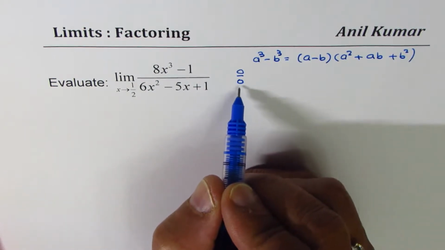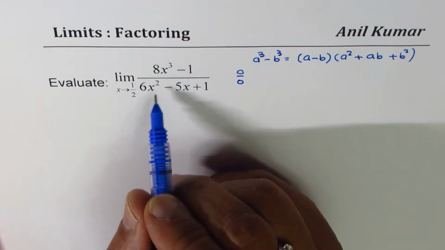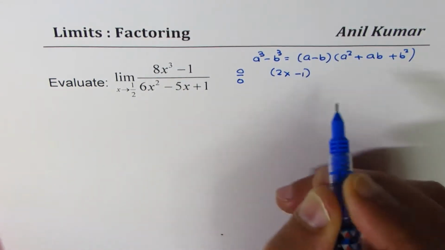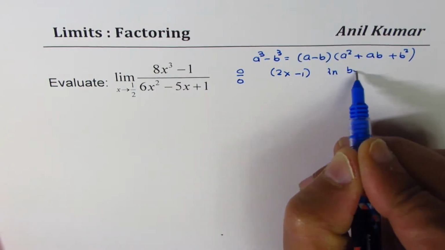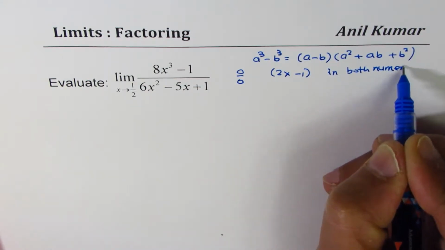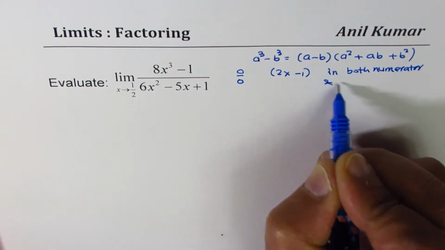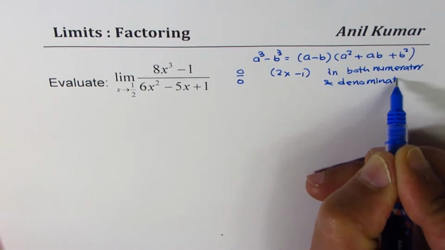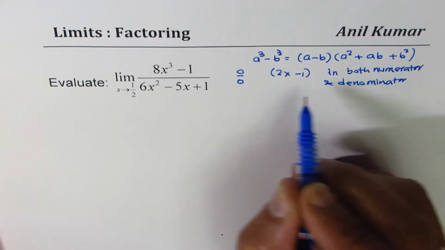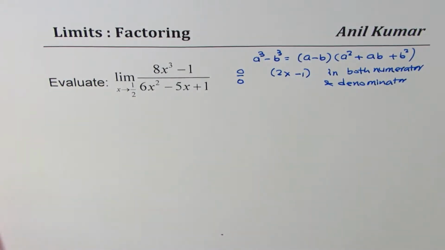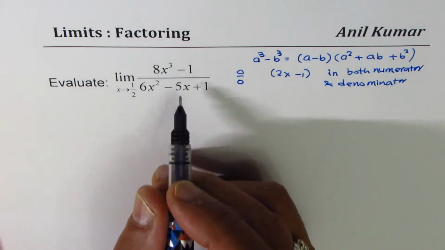That indicates that there is a factor 2x minus 1, right? That means there is a factor 2x minus 1 in both numerator and denominator. Do you understand? So the idea is to factor out this and then cancel. Once that has been cancelled, we can find the limits, right? Okay, so let's begin with factoring the given function.